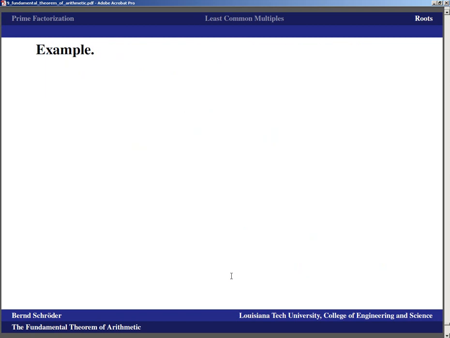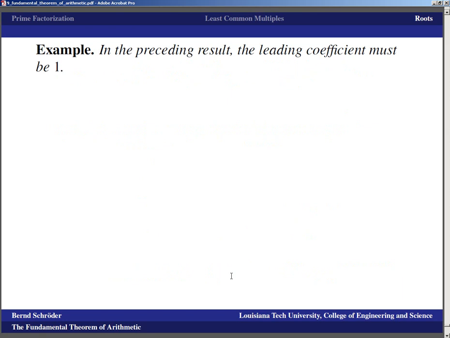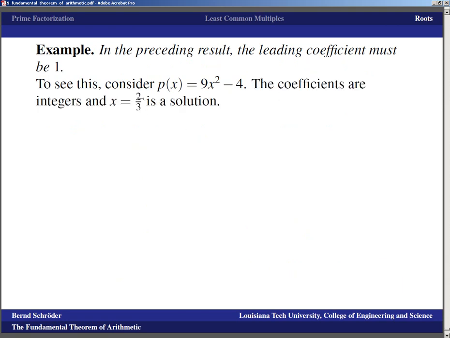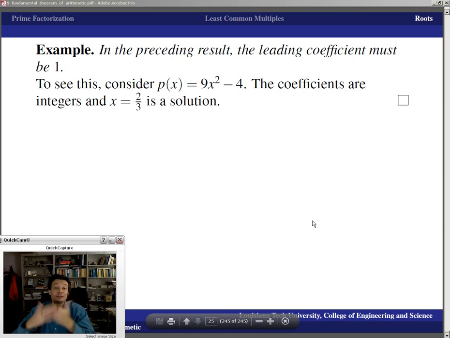Now, real quick, we have to be careful here. In this preceding result, the leading coefficient must be 1, because if we look at the polynomial 9x squared minus 4, that also has integer coefficients, well, yeah, then x equals 2/3 is a root, because 9 times (2/3) squared would be 9 times 4 over 9, which is 4, minus 4 is 0. And that means that in this theorem that we just had, the leading coefficient must be 1, and that is what I wanted to show here.